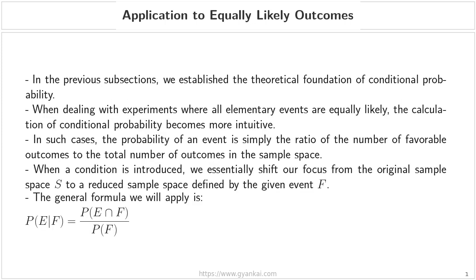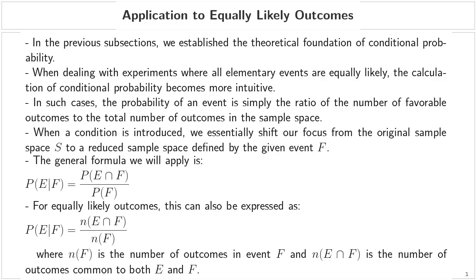To keep our math precise, we will continue to use the general formula we've learned. The probability of event E given event F equals the probability of the intersection of E and F divided by the probability of F. However, because we are dealing with equally likely outcomes, we can use a much simpler version of this formula. We can express the probability of E given F as the number of outcomes in the intersection of E and F, divided by the number of outcomes in event F. In this notation, N of F represents the count of outcomes in our new, reduced event F, and N of the intersection of E and F represents the count of outcomes that are common to both event E and event F.